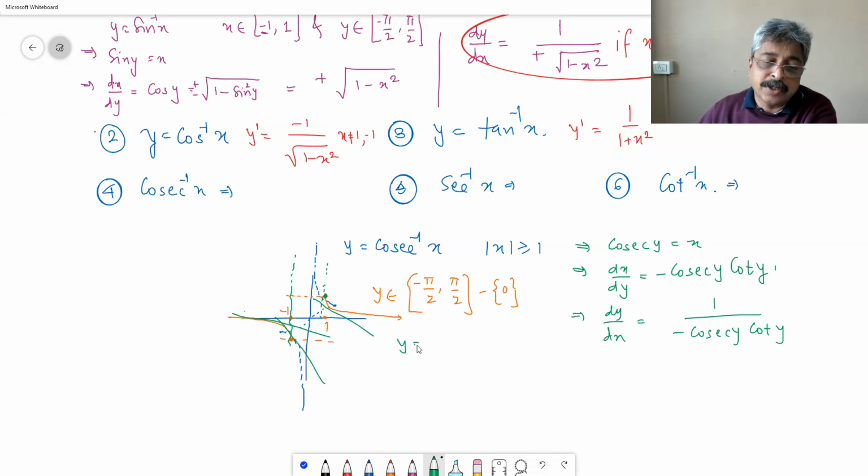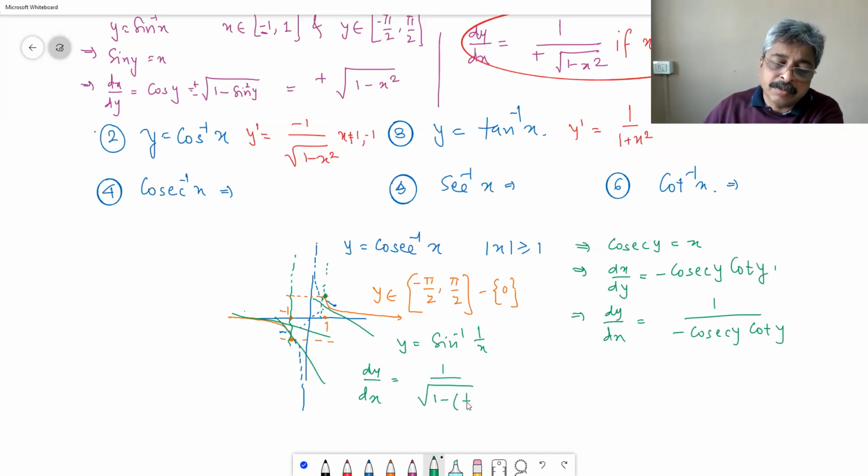You can say y is equal to sine inverse 1 upon x, which is cosec inverse x, and we know the dy by dx is equal to sine inverse, you had just found it, 1 upon radical 1 minus 1 upon x square into derivative of 1 upon x, which is minus 1 upon x raised to 2.